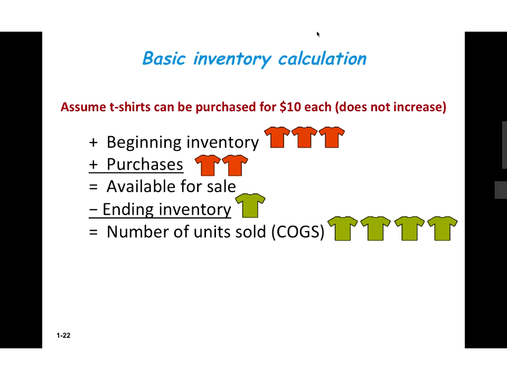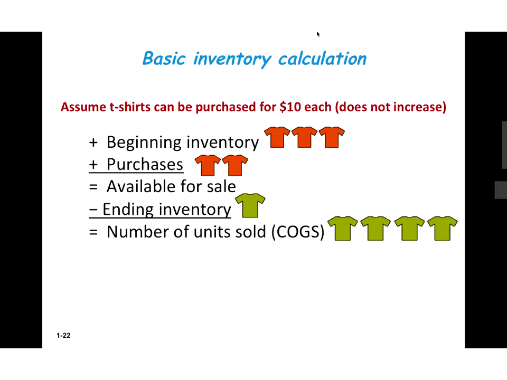So assume t-shirts can be purchased for $10 each. It does not increase. So we are making this assumption that prices do not change for the sake of this slide only, okay? So let's assume costs don't change, and when we're talking about cost, we're talking about the company that owns the inventory, the company that's selling the product. So this is the t-shirt manufacturer or the t-shirt seller, let's say they can purchase the t-shirts for $10. So they're selling them for some higher price. We're not dealing with the sales right now. We're dealing with the cost of this merchandise to the company. So it's a company standpoint.